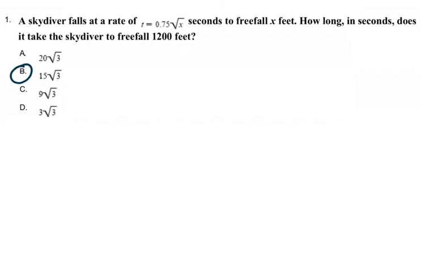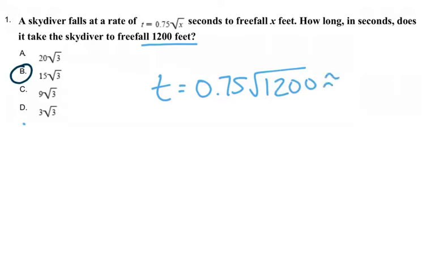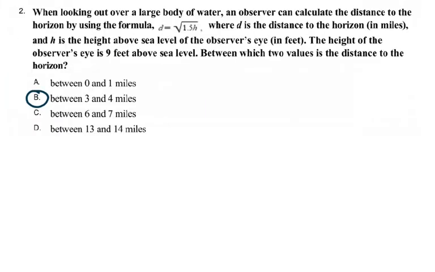Okay, so number 1, the answer is B. So a skydiver falls at a rate of blah, blah, blah. How long does it take in seconds if the skydiver falls 1,200? So I'm just going to replace X with 1,200 feet. I'm going to put that in my calculator. I get about 25.98. And now I'm going to take the answer choice and do the same thing. And when I plug it in, I get about 25.98. So those are the same. So B is the answer.